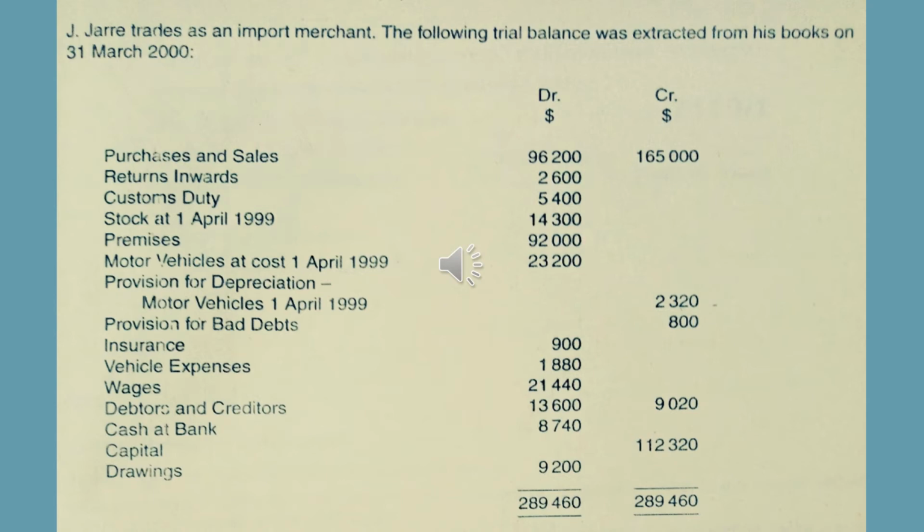Returns and words will be subtracted from sales. Customs duty will come near the cost of goods sold. It will be a cost, and gross profit will be arrived at after deducting this customs duty. It's a direct cost. I think the rest of the question is quite clear. Let's move on to the next slide and let me explain to you the additional points, adjustments of this question.